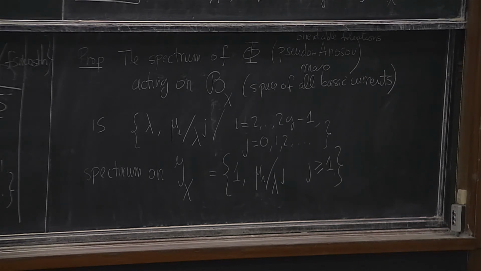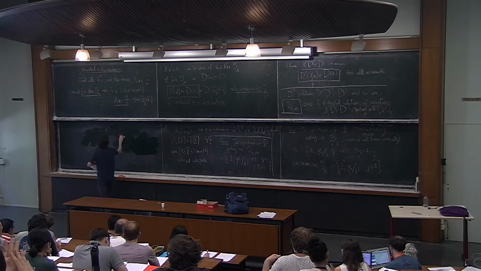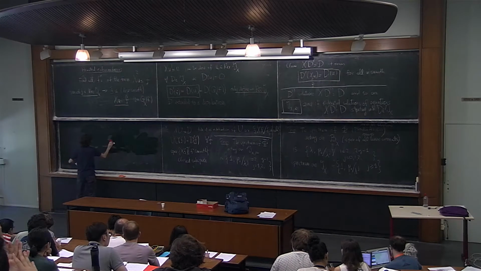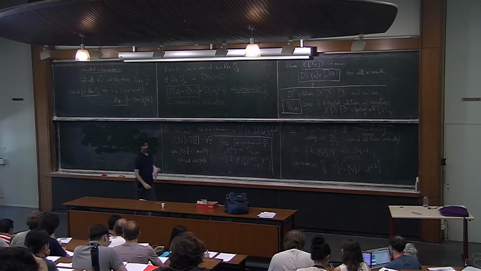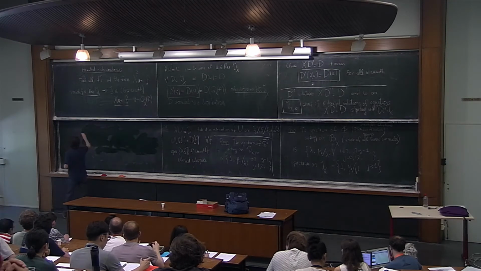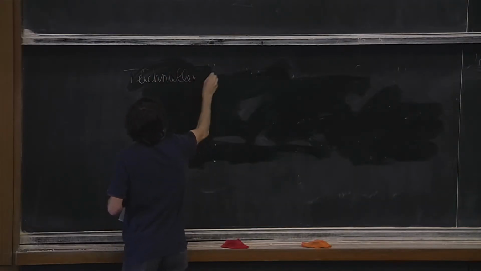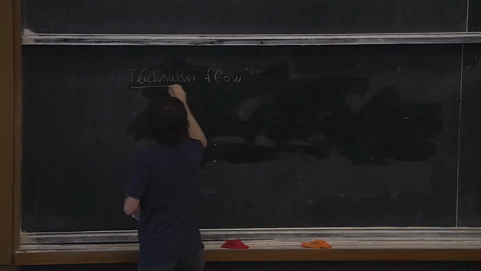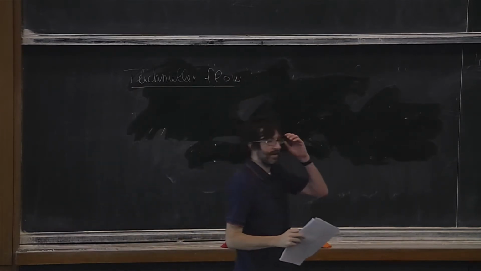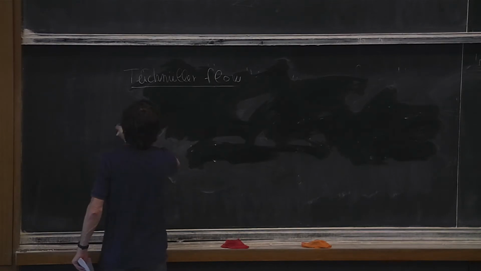So I would like to finish. Well, it doesn't matter. I would like to finish with some comments about what happens if we go from pseudo-Anosov to Teichmueller flow. So we go from a periodic orbit to a generic situation. So since I don't have a lot of time, I will be a bit of a cartoon of this. So basically, the way I want to think about this is the following.